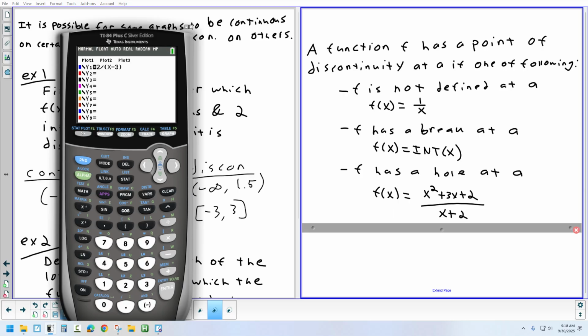If I graph that and put it in parentheses, so x squared plus 3x plus 2, and divide that by x plus 2. What number are you not allowed to plug in for x? Yeah, you can't plug in -2. And if I go to my table, I can verify that. If I plug in -2, I get an error because I'm trying to divide by 0. But look at the graph.